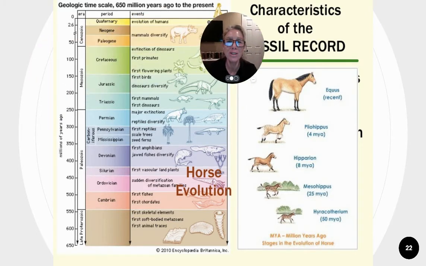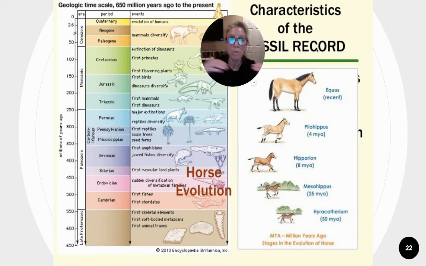You keep seeing those fossils end up getting bigger and bigger because those are the ones that survived. Those are the ones that survived and could make more offspring. And they became the horses that we know today as Equus. All right, so that's your horse example on your notes.